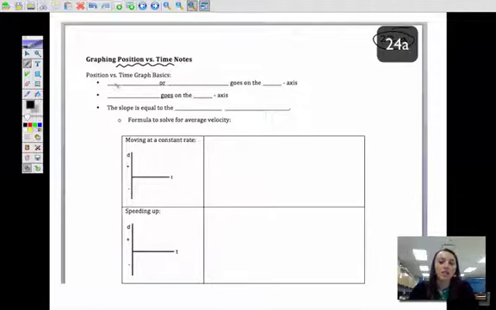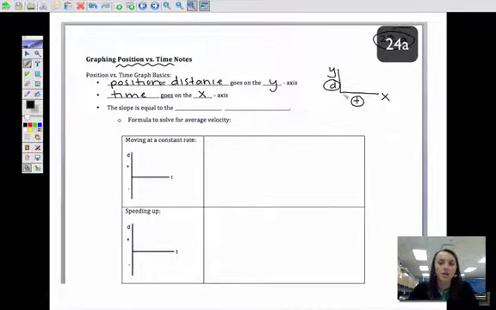So some basics we need to know is that position or distance goes on the y-axis, while time goes on the x. So if we have a graph, this is our y-axis, this is our x, distance is going to go here, and time is going to go here. If we draw a line, the slope of this line is going to be equal to the average velocity.